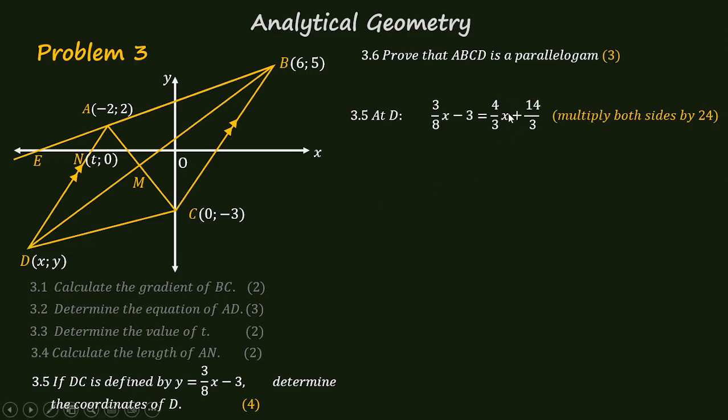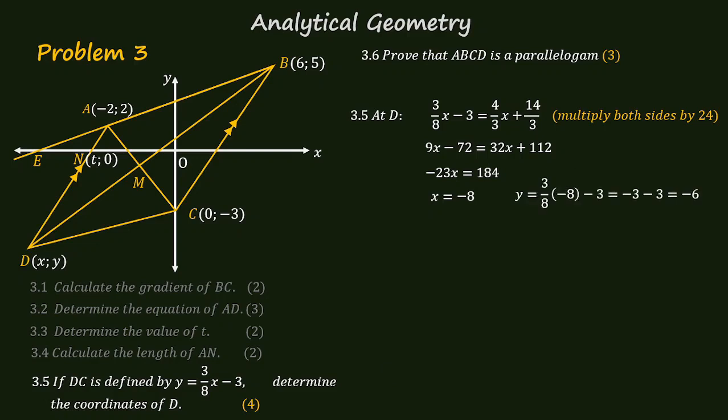This is the equation of AD, which we calculated in the previous problem, and then this is the equation that we are given here. They are equal at that point because they all intersected at D. To simplify this, I simply multiplied both sides by 24, and when you simplify, you get x equals minus 8. You can substitute that x equals minus 8 into this equation or into the equation that we found for AD to find the value of y, and y is minus 6. Therefore, the coordinates of D are (minus 8, minus 6).